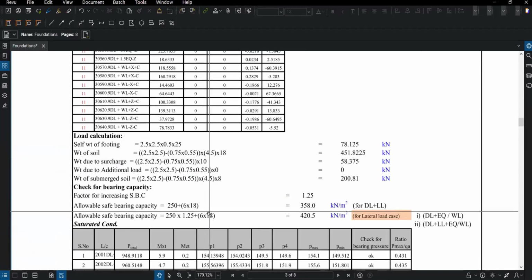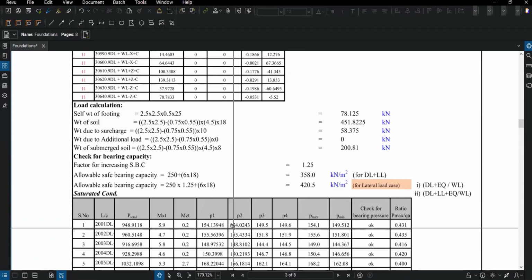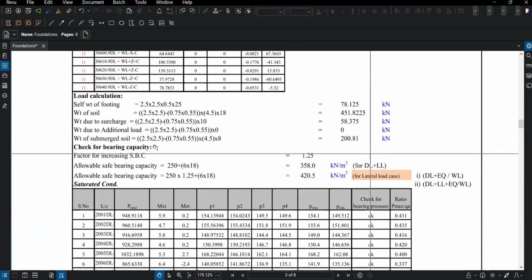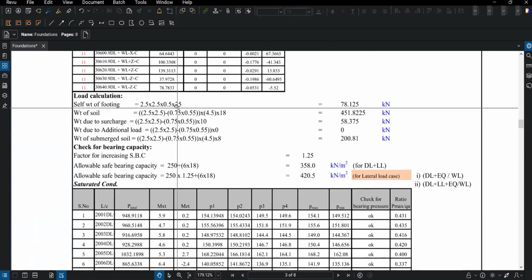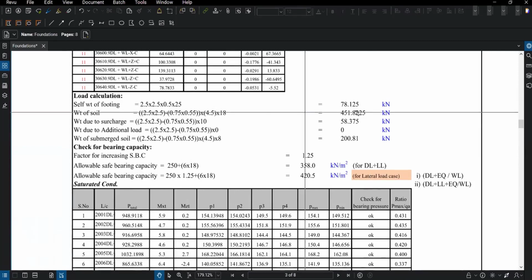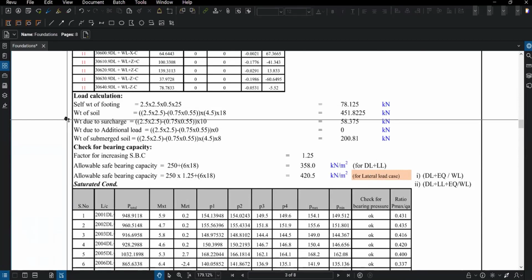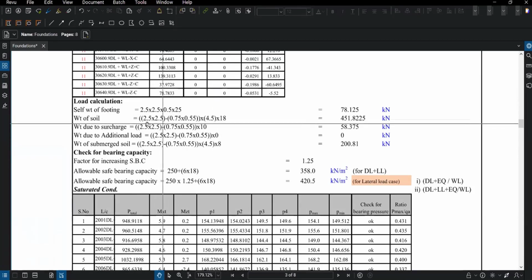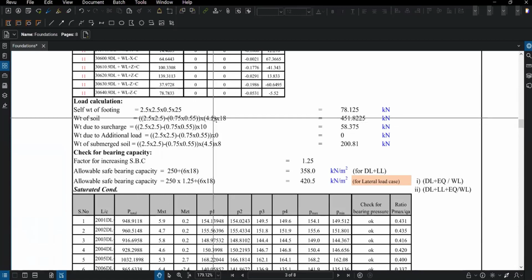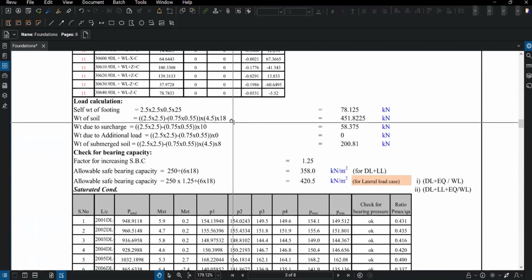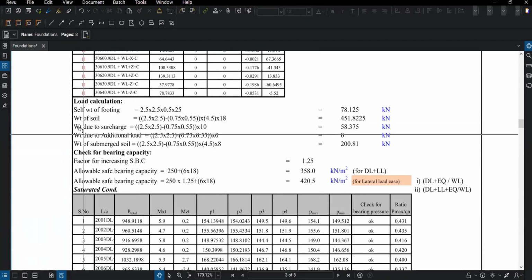All right, now coming down to a basic load calculation, which is the calculation of the self-weight of the footing, which, you can see, is pretty self-explanatory. We have calculated the weight of the soil, which is basically the area of the foundation minus the area of the column, times the depth of the soil and the specific gravity of the soil.